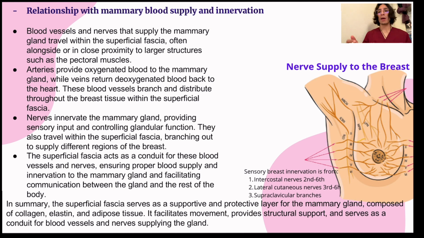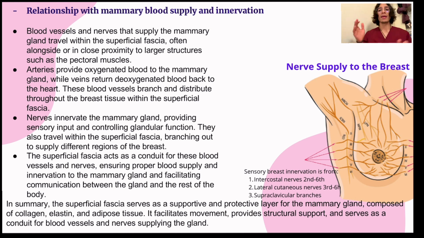Nerves innervate the mammary gland, providing sensory input and controlling glandular function. They also travel within the superficial fascia, branching out to supply different regions of the breast. The superficial fascia acts as a conduit for these blood vessels and nerves, ensuring proper blood supply and innervation to the mammary gland and facilitating communication between the gland and the rest of the body.